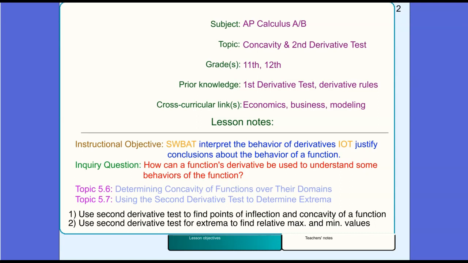This lesson focuses on topics 5.6 and 5.7 from the 2019 Course and Exam Description for AP Calculus AB. Determining concavity of functions over their domains and using the second derivative test to determine extrema. In this lesson, we will use the second derivative test to find points of inflection and concavity of a function. We will also use the second derivative test for extrema to find relative max and relative min values.